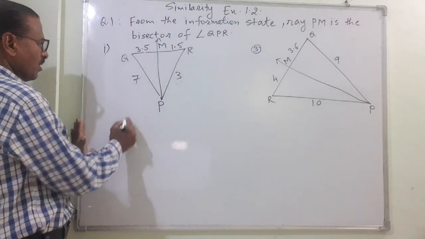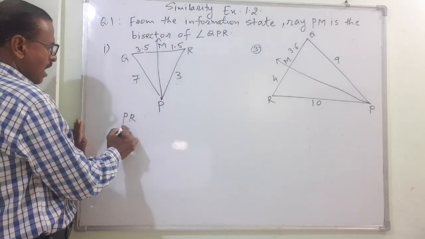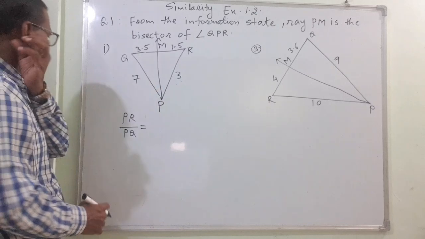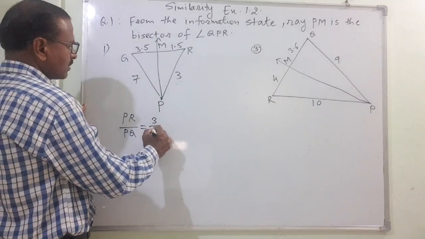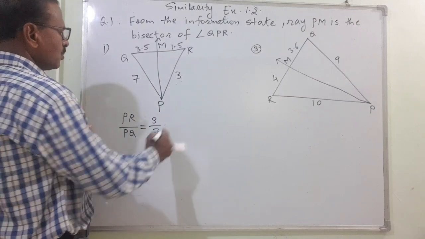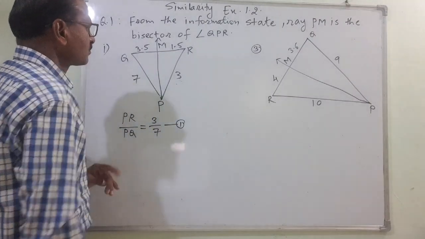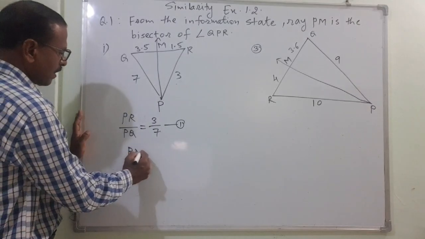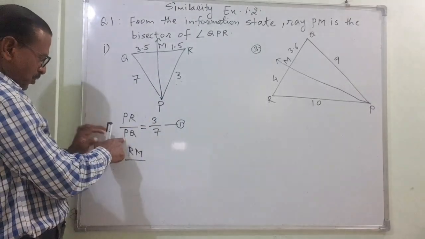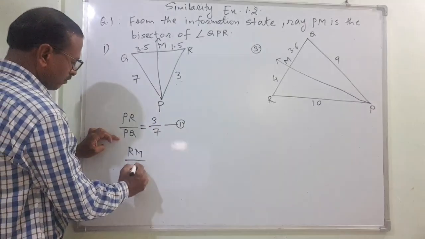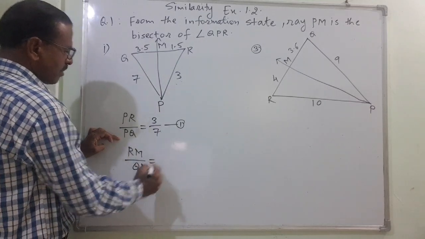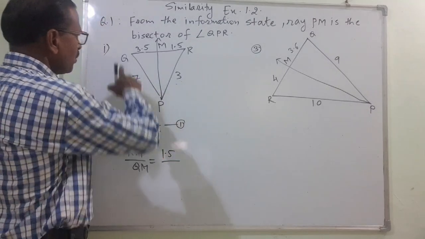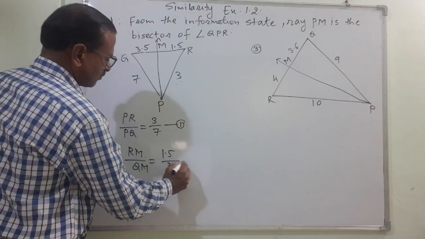First of all, PR upon PQ is equal to, means the ratio of the sides, 3 upon 7. So this is number 1. Now this PR, so which I have to take, RM upon PQ, means QM, is equal to, RM is how much? 1.5. QM is how much? 3.5.